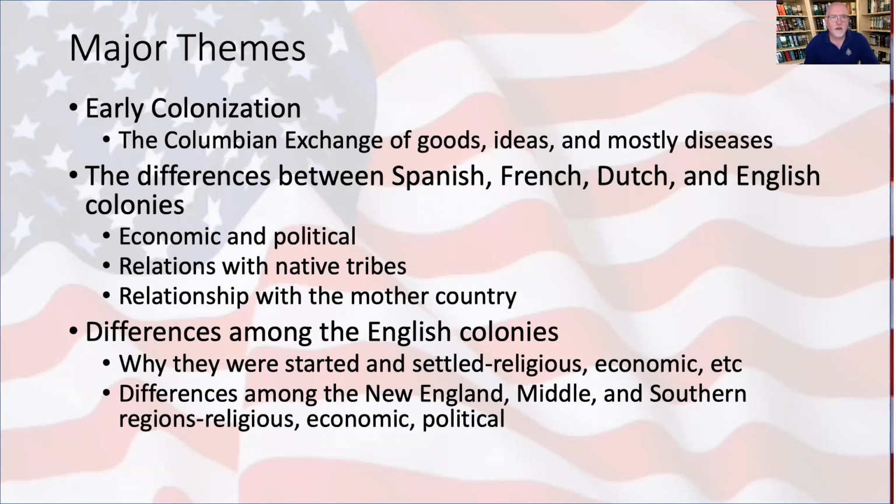During this time, what are the major themes that they talk about? Well, they talk about exploration and early colonization, particularly the Columbian Exchange. We'll talk about that a little bit more here. But when we look at the early exploration and colonization of the Western Hemisphere, one of the things that we need to examine is, of course, what's going on in Europe at the time, right? Because the colonization was driven by competition between the major European powers, particularly the Spanish, French, Dutch, and English.